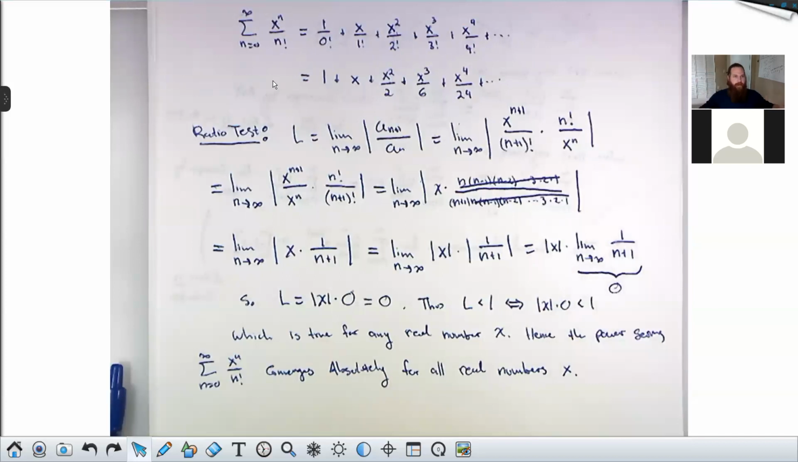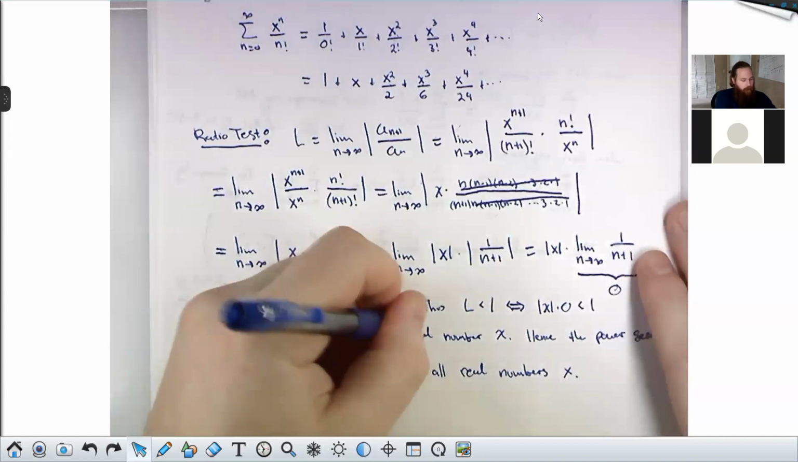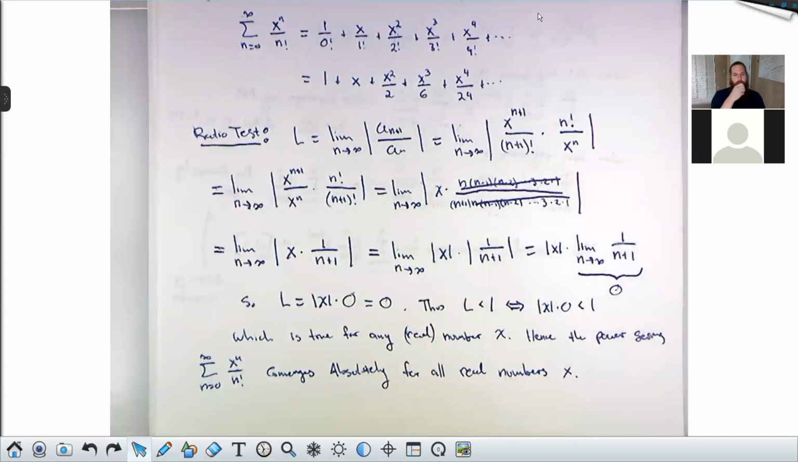Actually, Dalton asks a good question here. I just say real numbers because that's what we're working with. This works great for complex numbers too. If you were considering variables as being complex numbers, it would be true for those as well. This series z to the n over n factorial is convergent for every complex number z as well. In other words, you could omit the real here if you wanted. For any number x, real or complex.